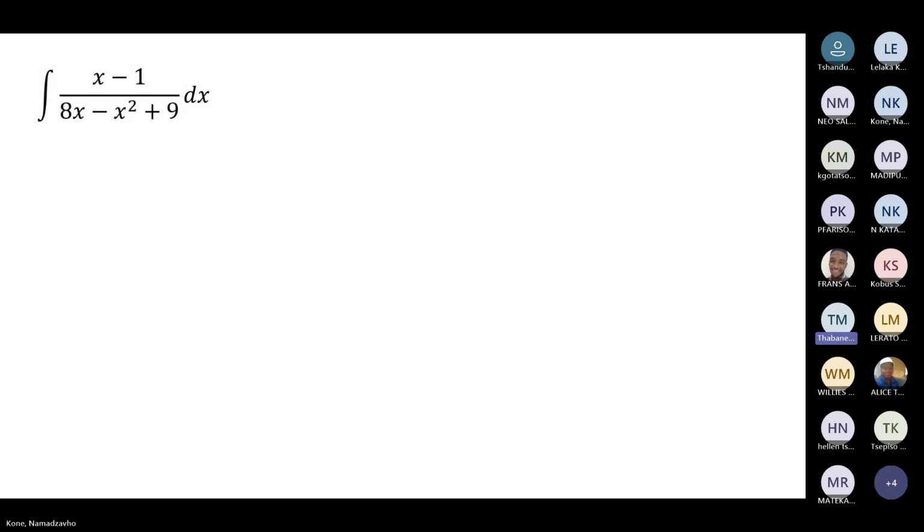Let me try, sir. I think it's half ln into 8x minus x squared plus 9, close bracket, minus 1/5 arc coth into x plus 4/5, close bracket plus c. Coth is a T with an H. Yes, with an h. Okay.